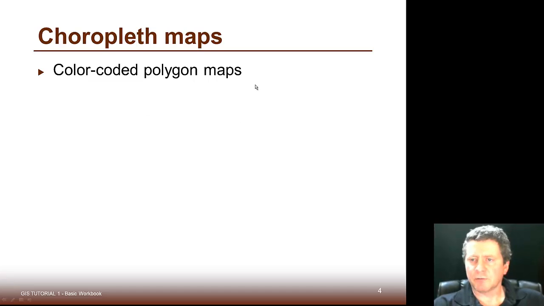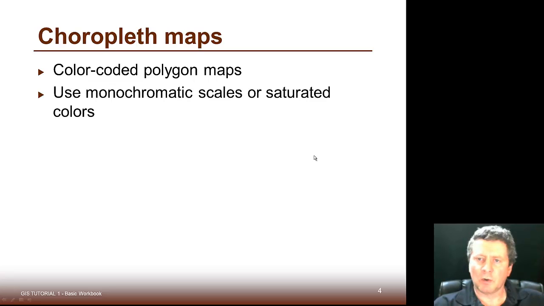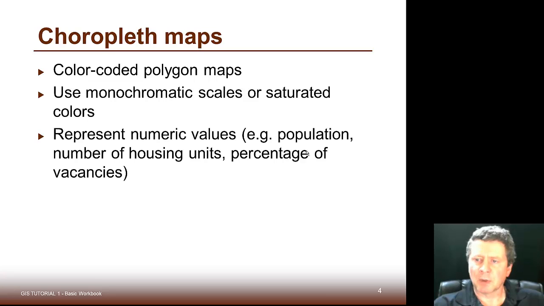So we have vector polygons on our maps, and what we're going to do is relate the information that is stored in the attribute table in terms of color, monochromatic or saturated in nature, and they will represent some numeric value. So in other words, the population or the number of housing units or percentage of vacancies and so on, for example.